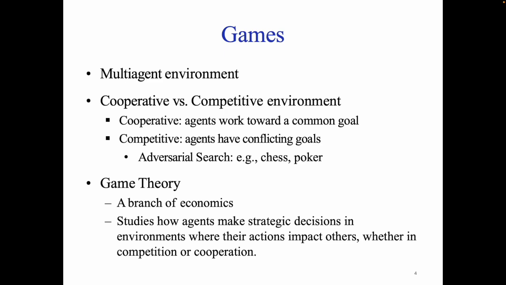So when we talk about cooperative environment, it means that the agents that we have, so it's a multi-agent environment, right? So we have multiple agents, multiple players. They all work toward a common goal. Whereas when we talk about a competitive environment, which is the focus of this course this week, is when the agents have conflicting goals. So can you give me an example? Example plays or games that there are multiple agents involved, and then it's competitive, right?